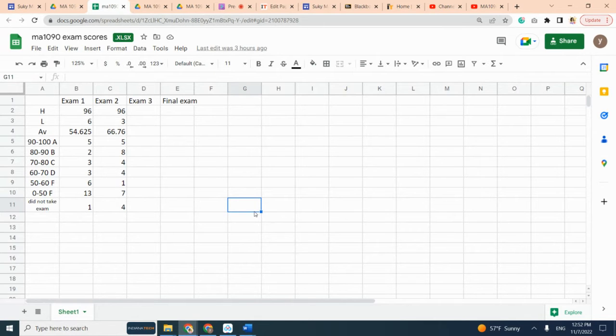Okay. So the high score is also 96, same as last time. Lowest score is 3. And the average is 66.76, which is nice. So we have 5 A's, same as last time. But we have 8 B's, yay! And we have 4 C's, 4 D's, and 8 F's, and 4 students didn't take the exam.